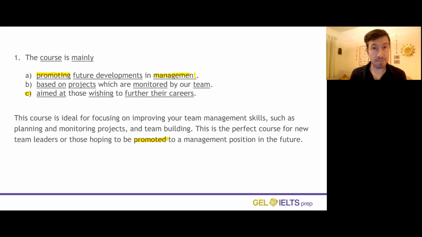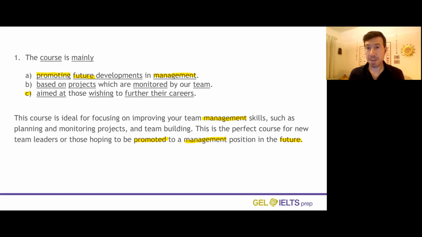Also, you can see here we've got management and management. Now you can see management a few times in here. Now, if you see the exact same word from the question in the text, that should make you think, is this a distractor? Is it too easy? Because that would probably be too easy if it's got the same word in the question and the same word in the text. And then it does have the word future, but this is just saying in the future, whereas this is specifically talking about future developments. So it doesn't have all the information from this sentence here. So it can't be that one.